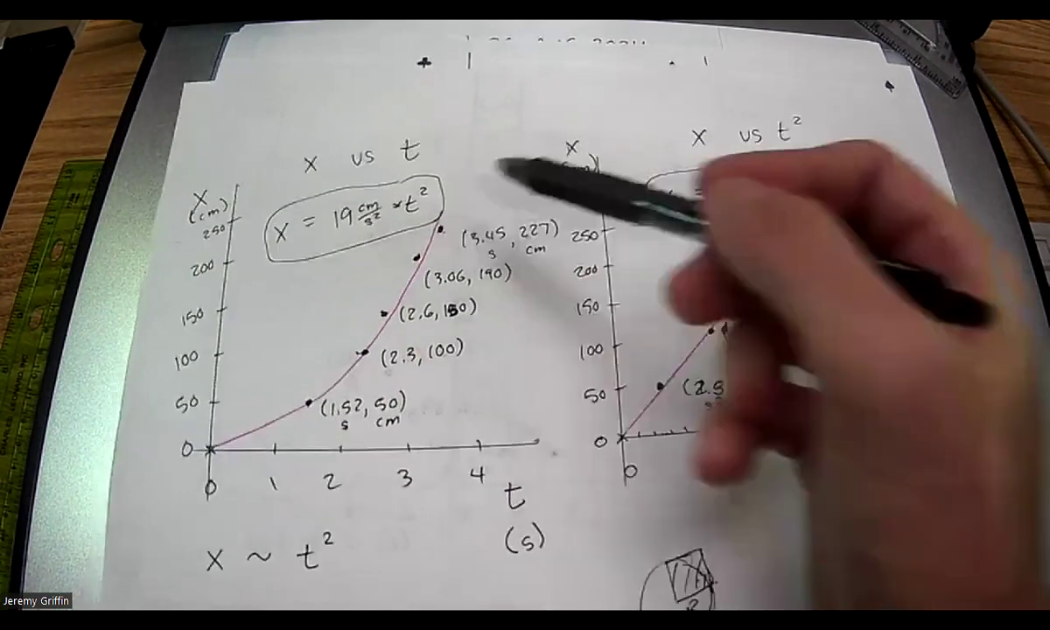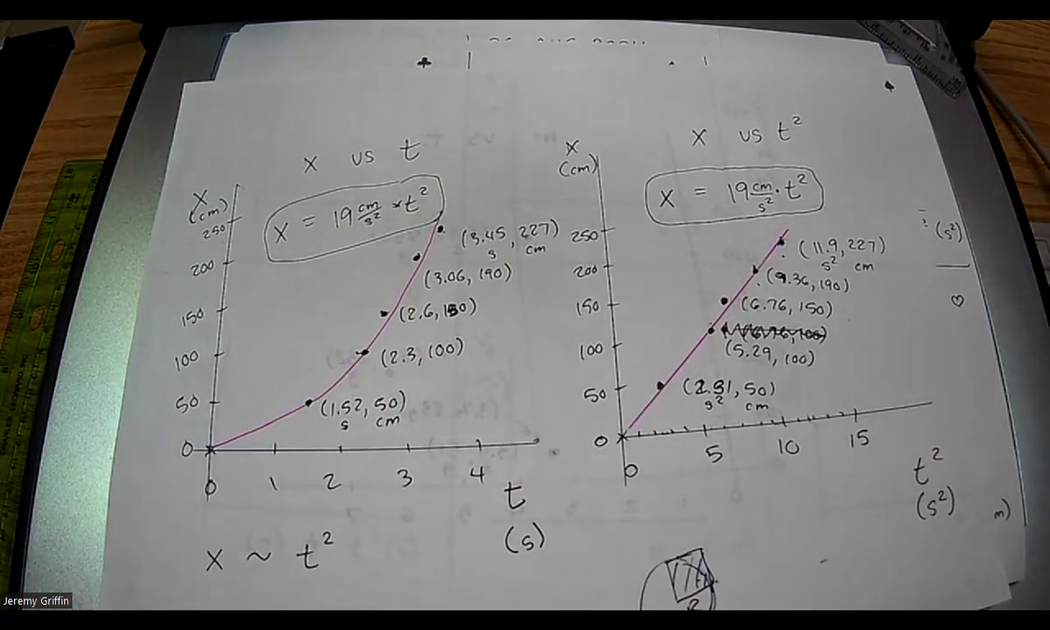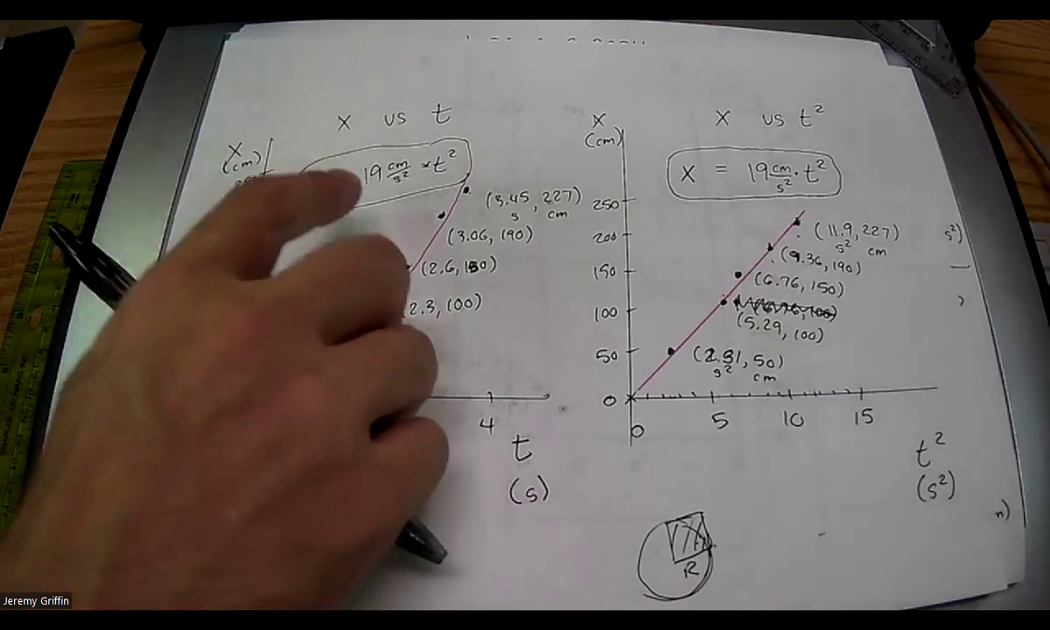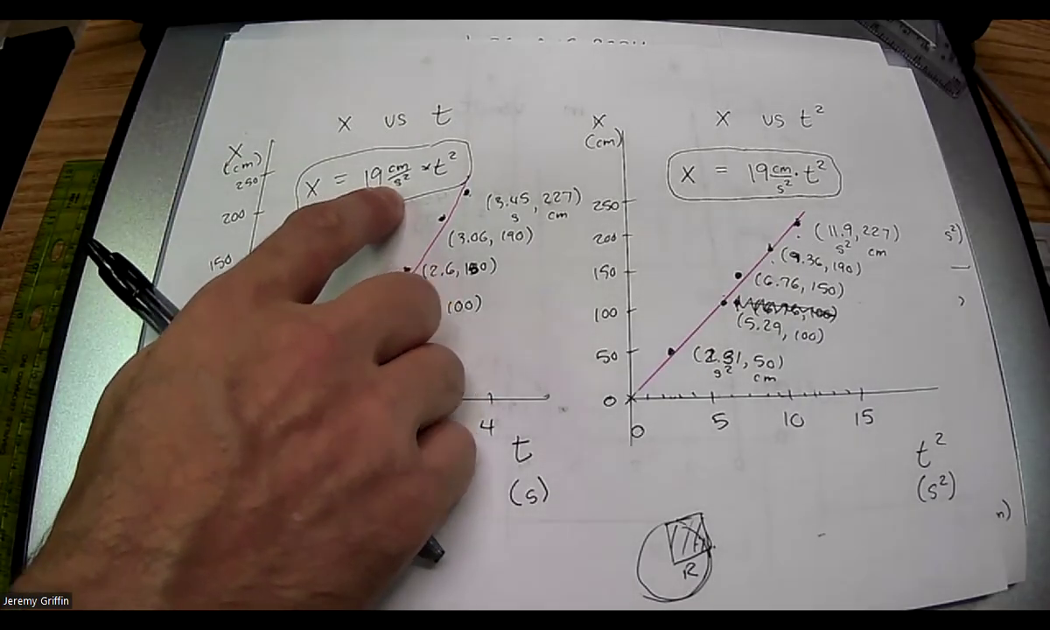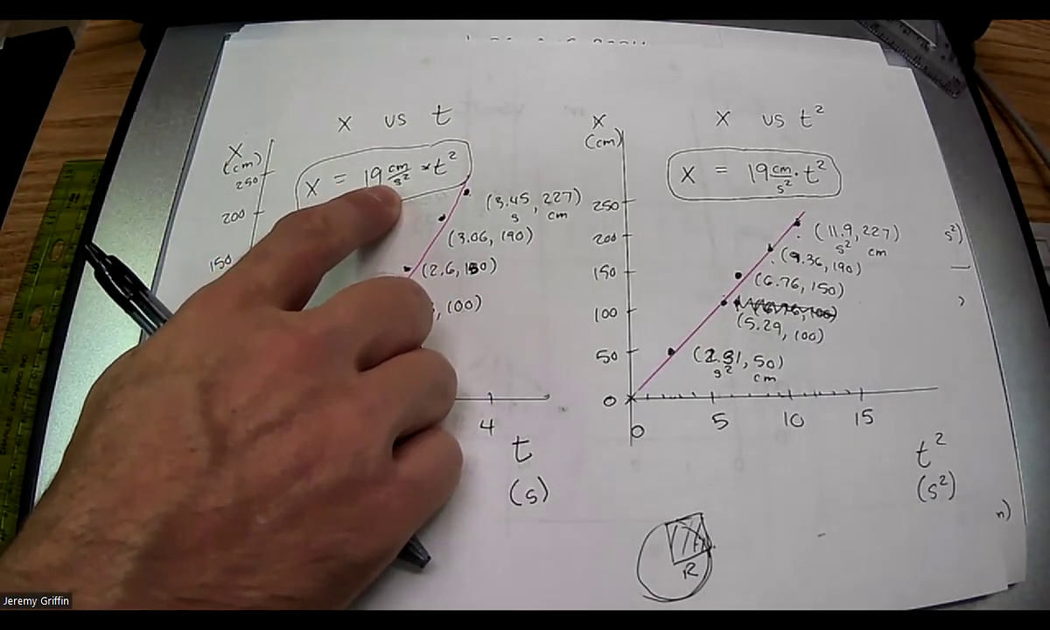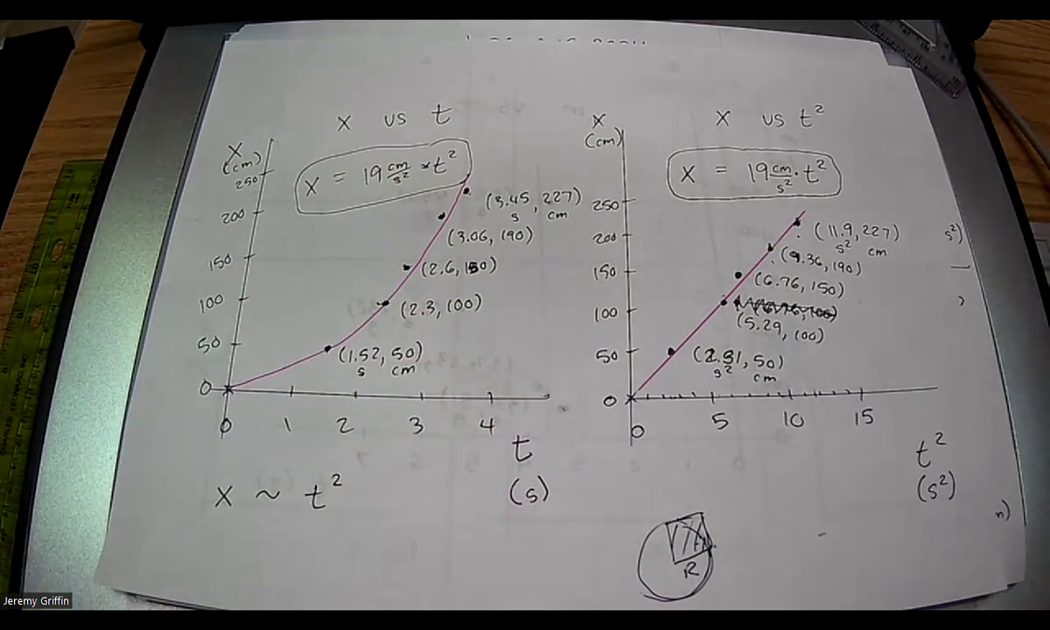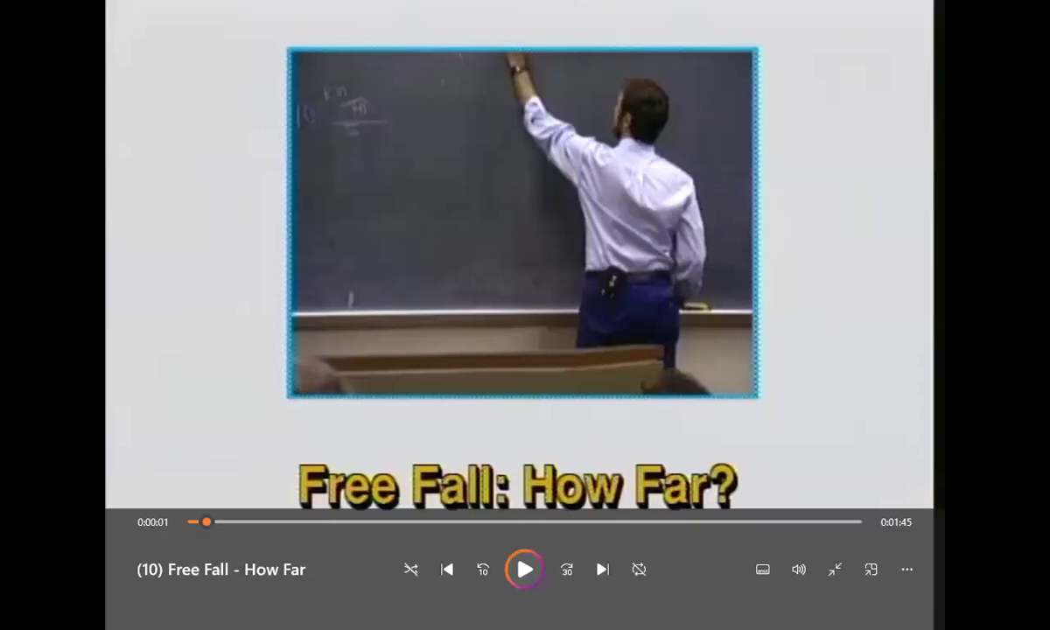So x is proportional to t squared. What he's going to do is relate that exactly back to acceleration, because it turns out that this 19 centimeters per second squared is half the acceleration. Tomorrow I'll be able to derive that graphically in class, but he's going to derive this algebraically. So you get to see that, and then you'll get to see a numerical example, and that's these last two videos.